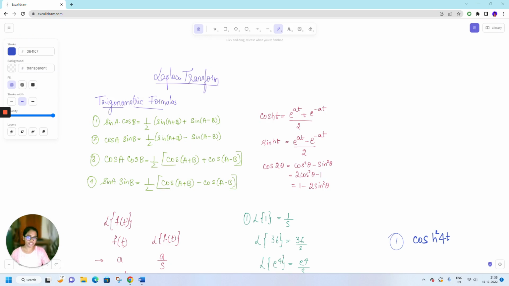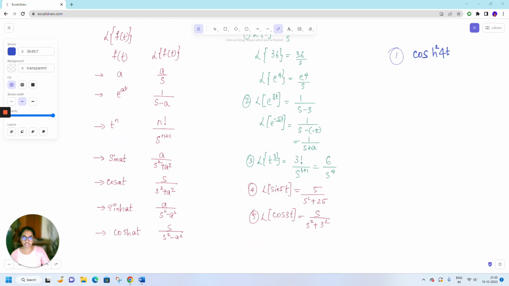So in the previous lectures on Laplace Transform, we studied the definition of Laplace Transform. We solved some problems on it. Then in the last class, what did we study? We studied the formulas of Laplace. These are some basic formulas of Laplace that you should know. We solved some direct problems on these formulas.